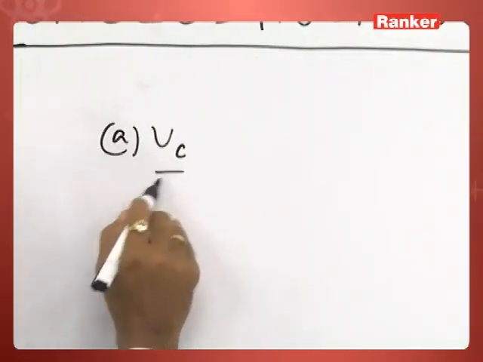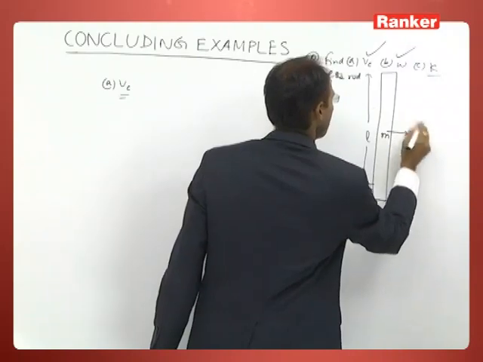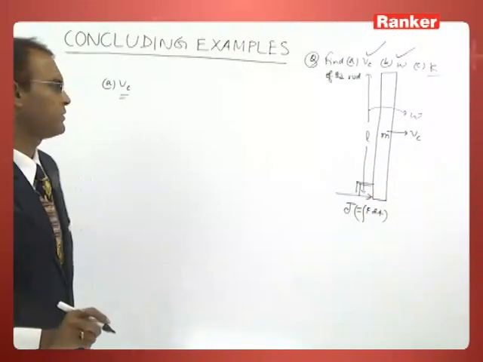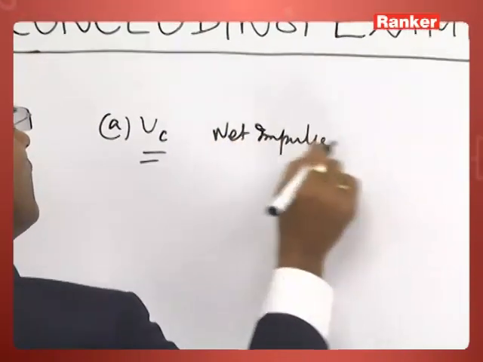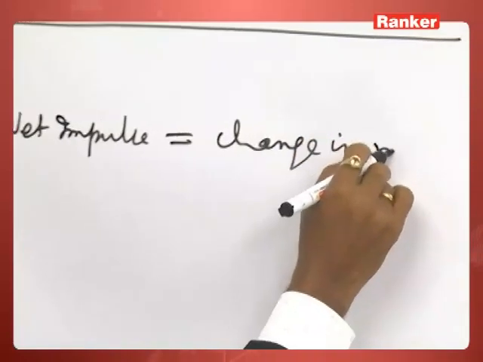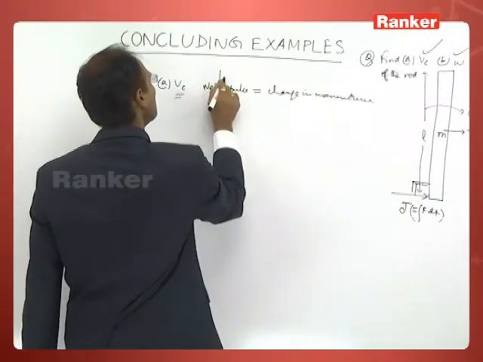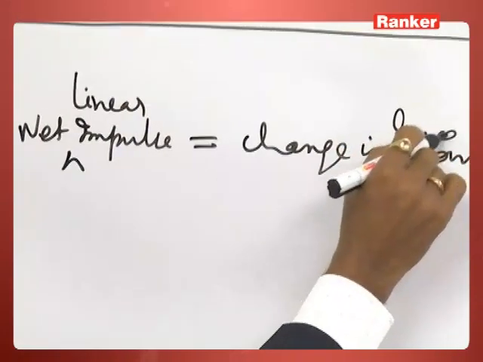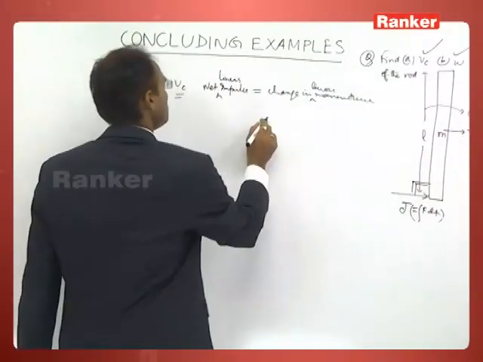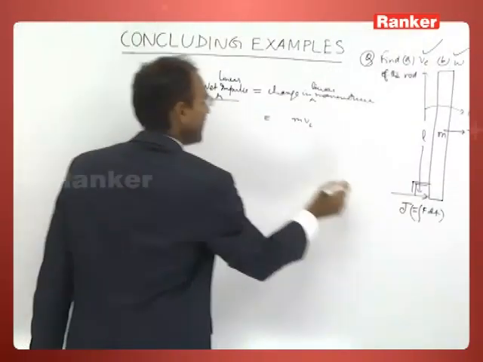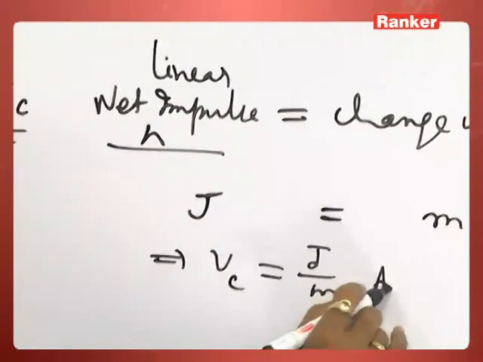To find the velocity of center of mass, we have to write, by assuming this is the velocity of center of mass and omega is the angular velocity of the rod. Net impulse is equal to change in momentum. That's what our impulse momentum equation says. Net linear impulse equals change in linear momentum. Initially the rod was at rest, it gains a velocity Vc. So the change in linear momentum of the rod is m into Vc, and the net impulse is given, that is J. In this way, we are getting Vc is equal to J by m. Answer.